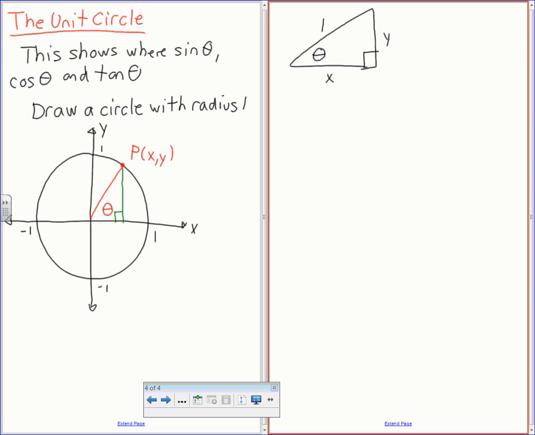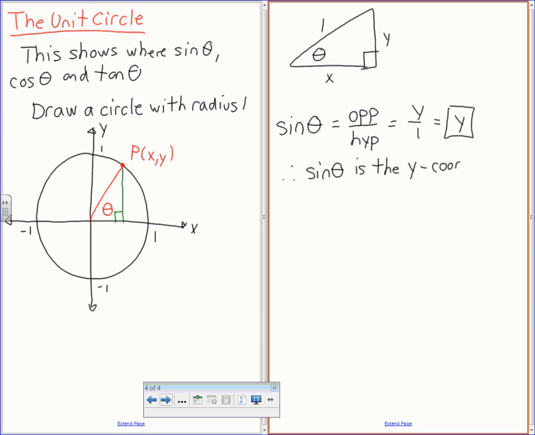If I were to say sine of theta, go back to grade 10. What is sine theta equal to in grade 10? Very good. Now, you're not done yet. What is the opposite side and what is the hypotenuse on that triangle? Y over 1. Very good. Therefore, sine of theta is the y coordinate on the unit circle.